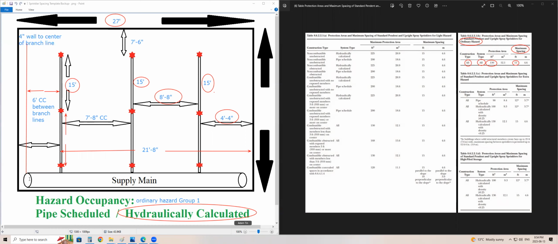So there you go. We just added an extra branch line, 6 foot center, which is minimum code. This branch line is now 4 inches, wall to center of the branch line, which is also a minimum code. And we've satisfied all of our area of protection. So we are still achieving 130 square foot coverage.